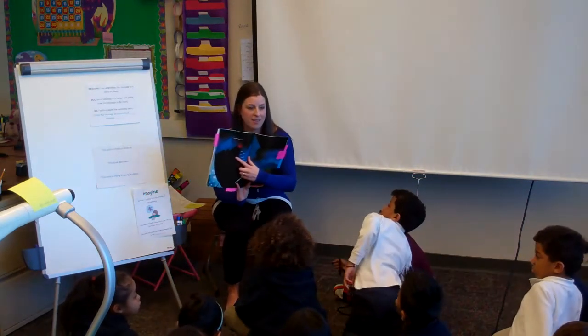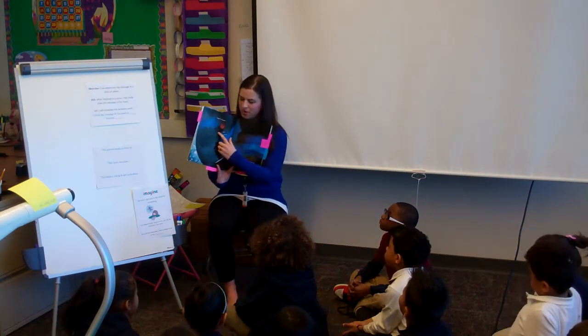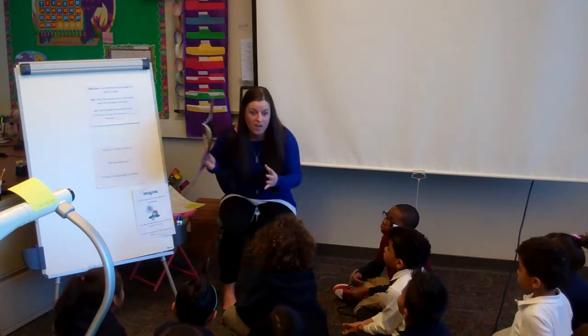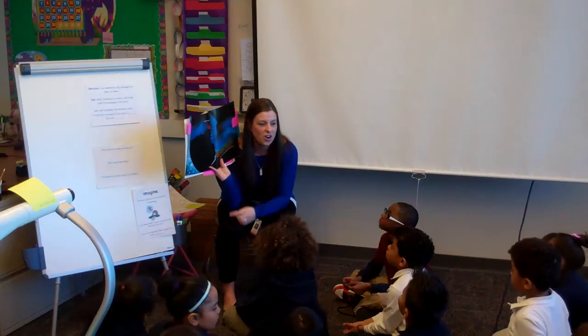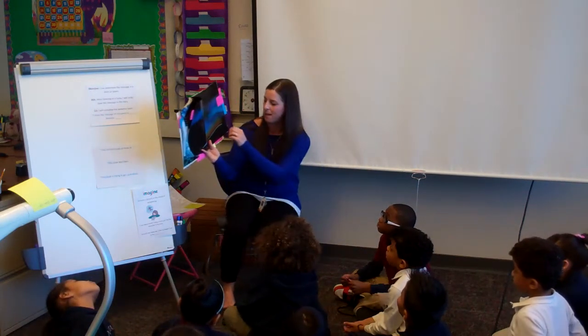So what could happen? What are some clues we have on the page? Has anyone seen anything like this before? No. A volcano. You got it. A volcano where lava shoots out. An earthquake. Because the earth is moving, different things are going to happen.